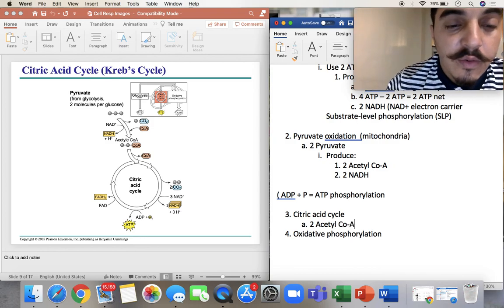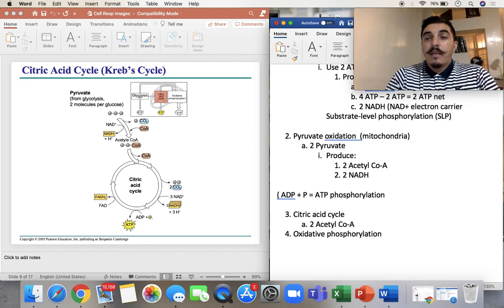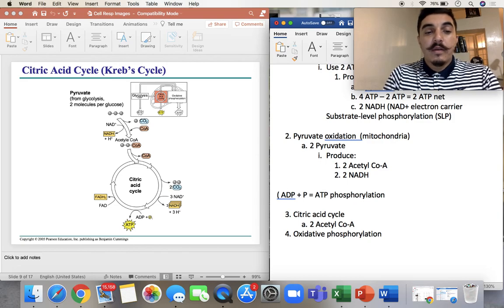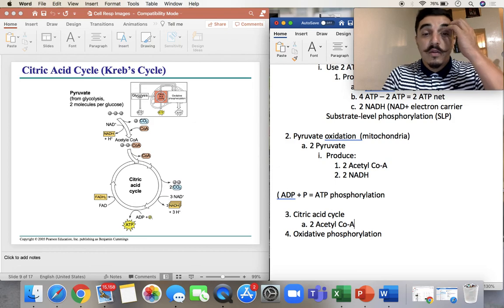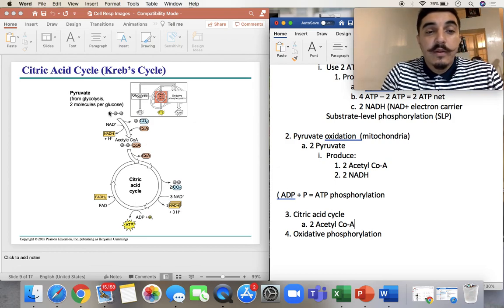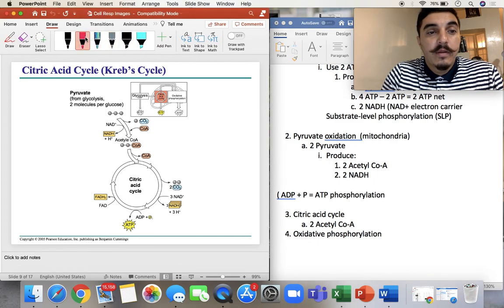Cool. Number two, acetyl-CoAs. We have to break it down even more and get some of those electron carriers, some of those protons, NADHs, FADHs, okay? If you can see on this image, we have our acetyl-CoA here. Let me just draw, but we have acetyl-CoA here, okay?